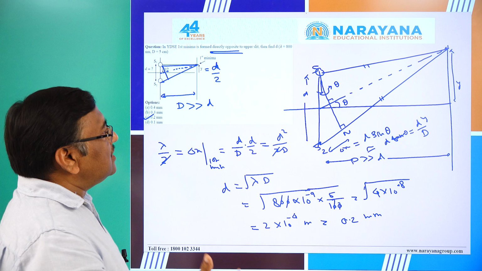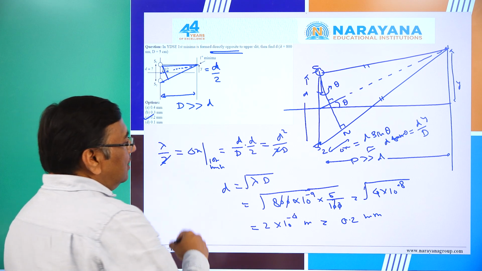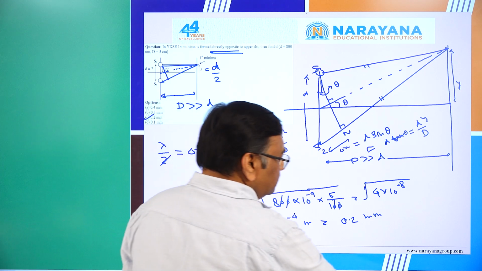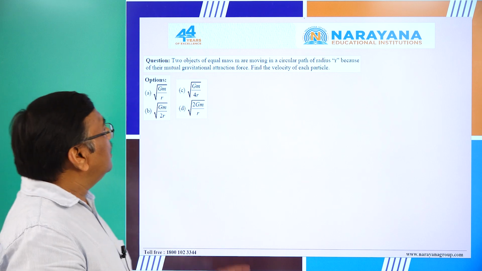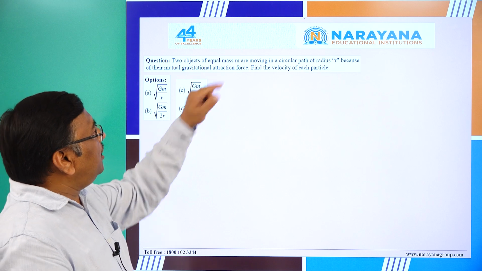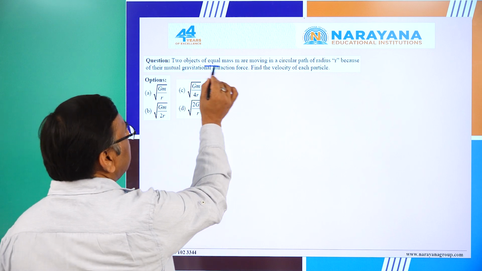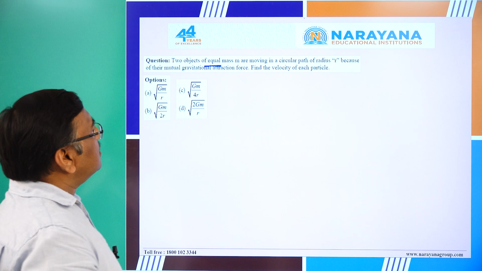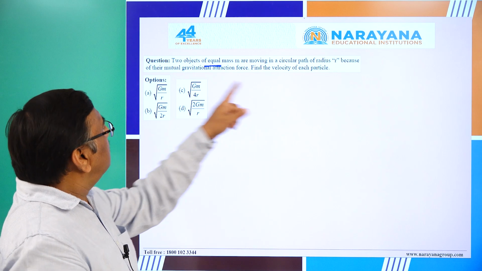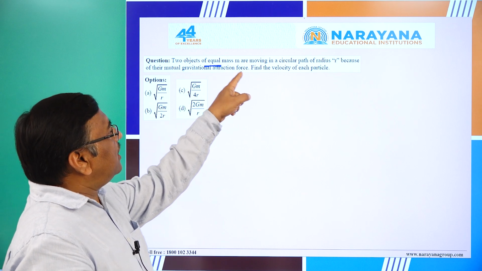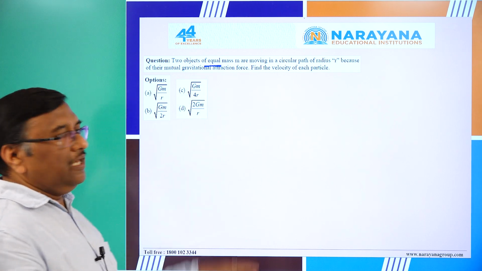I hope you can understand, this is also an easy one. Let us see the next one then. Now this is a question on your gravitation. Two objects of equal mass. One thing, be careful: two objects of equal mass m are moving in a circular path of radius r because of their mutual gravitational attraction force. Find the velocity of each particle.